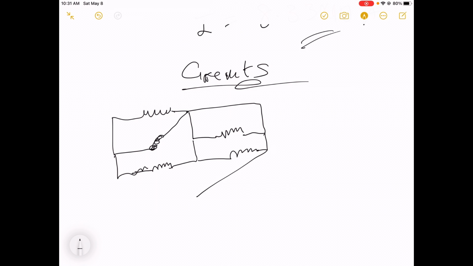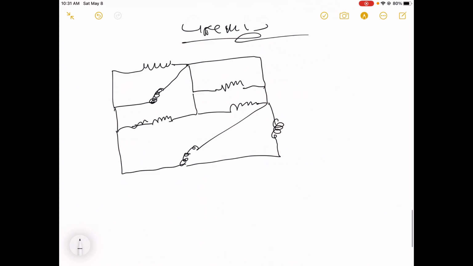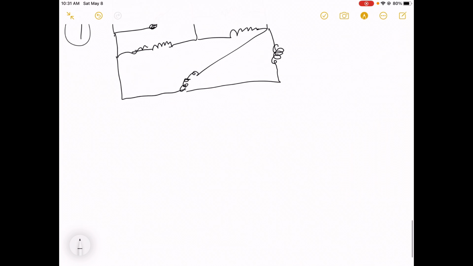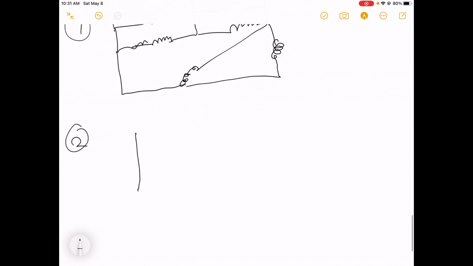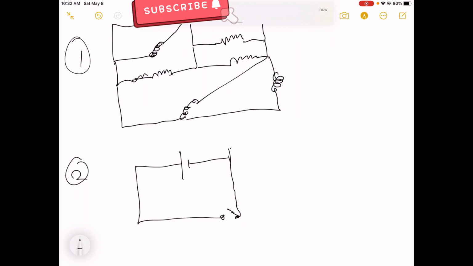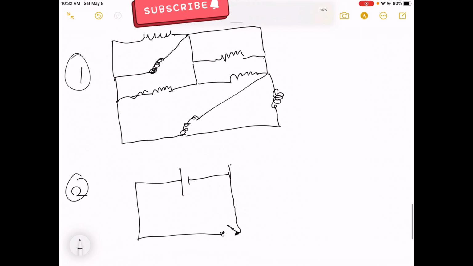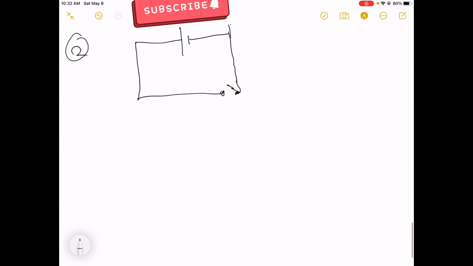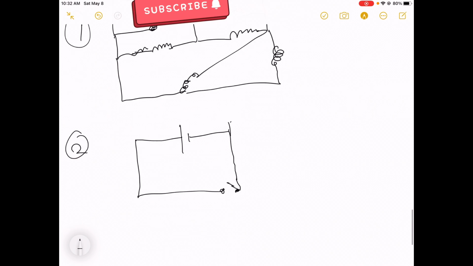Yeah, so we can have some circuits as complex as this, and we can have other circuits that are as simple as this. It depends on the workload of the sample.